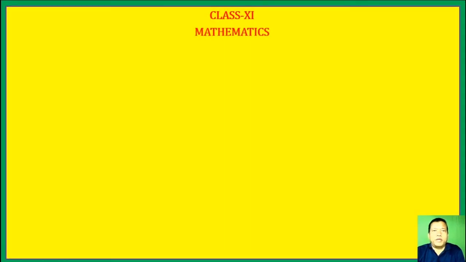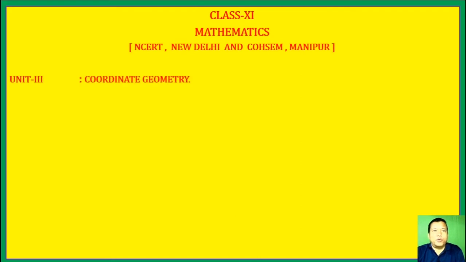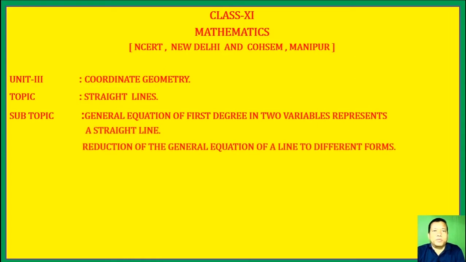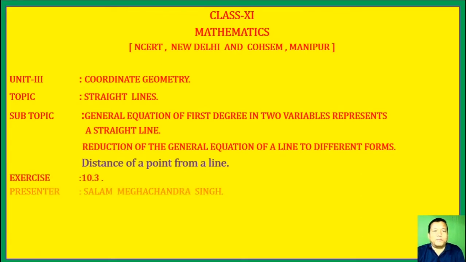Class 11 Mathematics, NCERT New Delhi and COHSEM Manipur. Unit 3 Coordinate Geometry. Topic: Straight Lines. Subtopic: General equation of first degree in two variables represents a straight line. Reduction of the general equation of a line to different forms. Distance of a point from a line. Exercise 10.3.